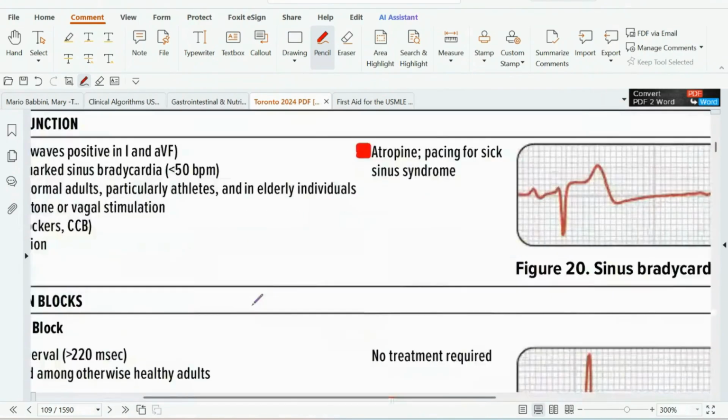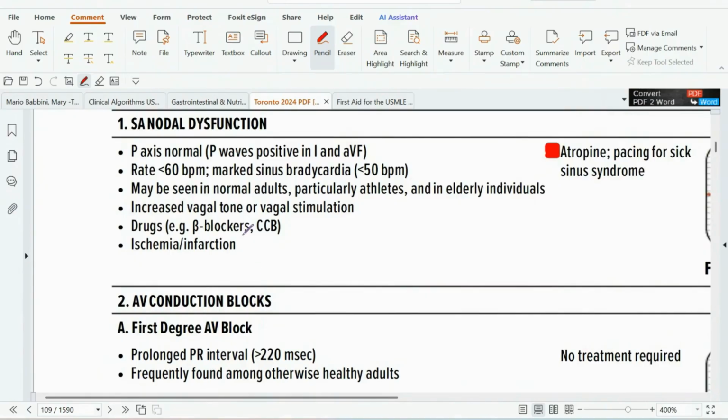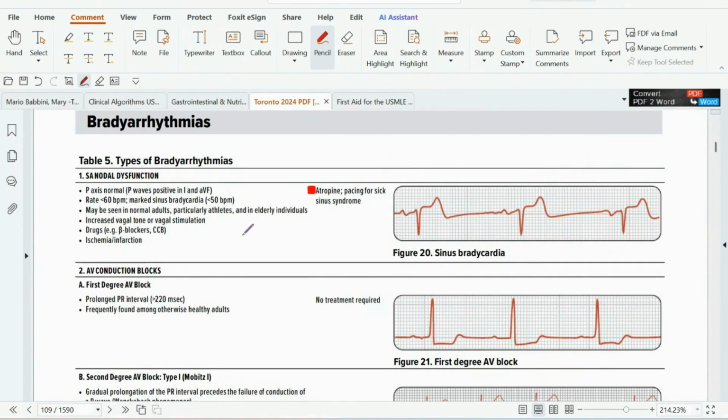Okay, all right. So bradyarrhythmia, that's the first thing we're going to start with. Now, the first and the most common cause of bradyarrhythmia is just SA node dysfunction. If you have an SA node problem, your beats are not going to be organized properly, and you're probably going to have bradyarrhythmia. Now, there's a diagnosis, if you've heard of it, called sick sinus syndrome.